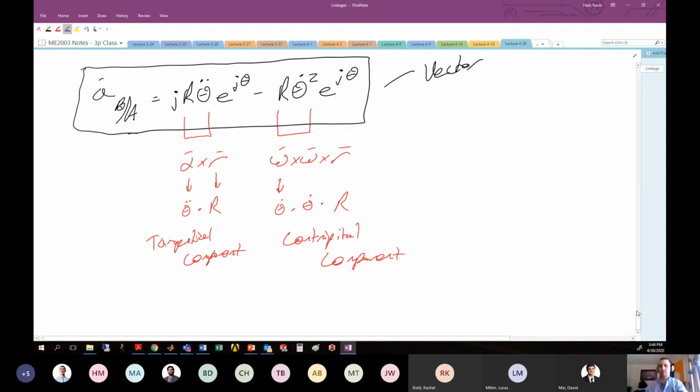All right, so that's your complex notation. We can expand with Euler's formula. And remember Euler's formula, e to the I theta is cosine theta plus I sine theta. We're going to plug that in here.